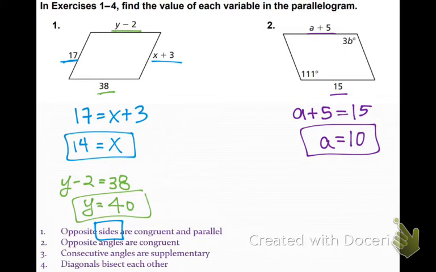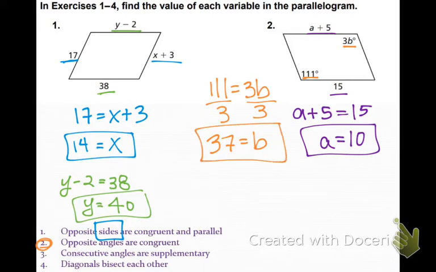And then B, is it a side or an angle? An angle. The only other angle we're given is 111. Are they opposite or consecutive? Opposite. So opposite angles, if we remember, are congruent. So we're going to set them equal. Equals, what, 3B? Divide by 3. And B equals 37. Questions over these two?